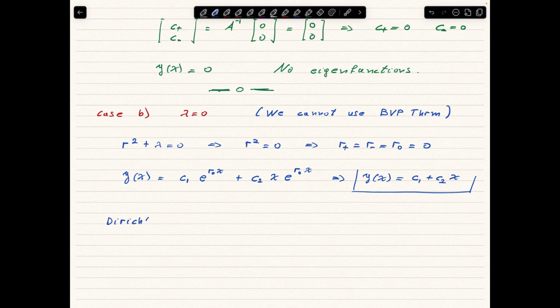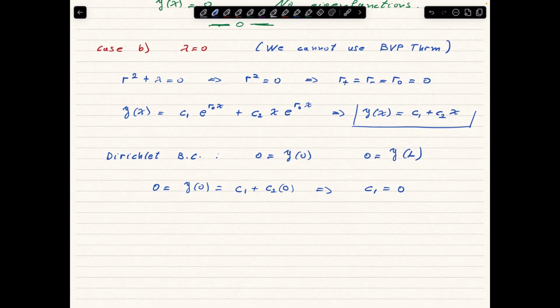Dirichlet boundary conditions. Well, what are these conditions? 0 has to be equal to the function at 0, and 0 has to be the function at L. Okay, the first condition says that 0 is the function at 0, and that means c1 plus c2 times 0. So from here we get that c1 is 0.